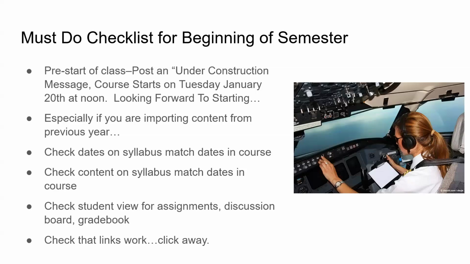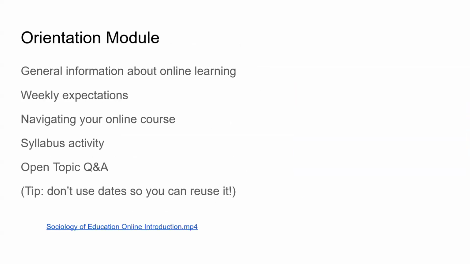a lot of, what's that word? There's a fancy word, palimpsest. I always forget how to pronounce that correctly. But it's when you keep writing over the same piece of paper, the old stuff bleeds through. And check the links work, click away. So those are the sort of checklists for the beginning of semester.